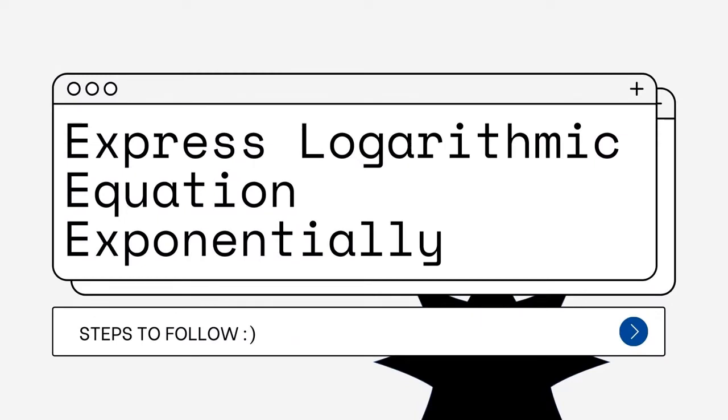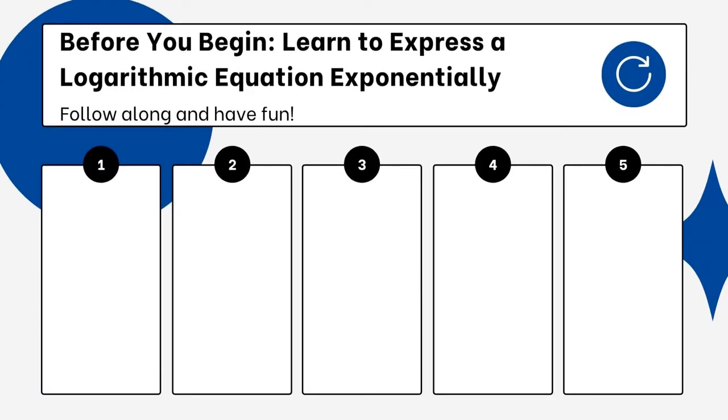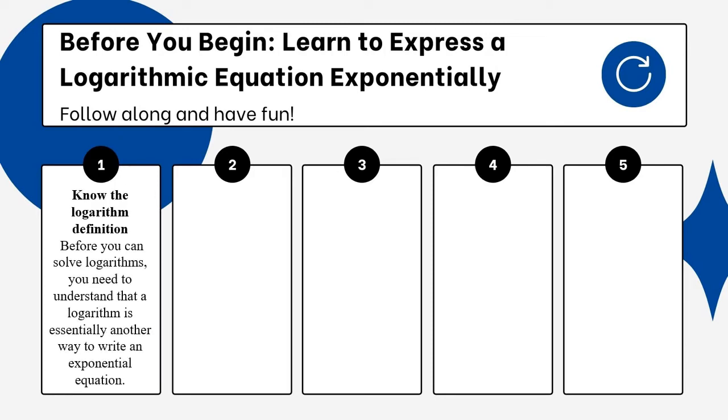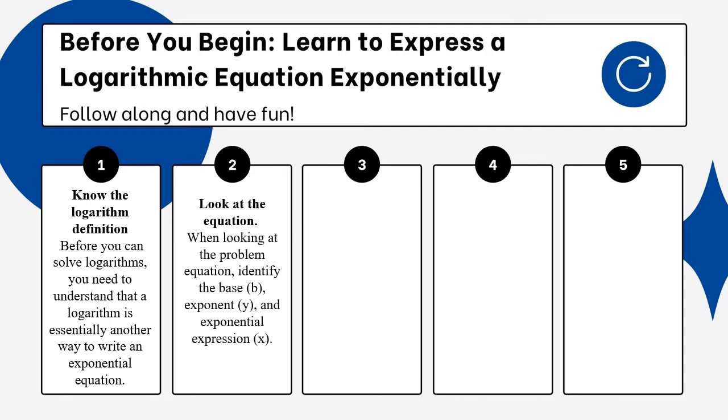Express logarithmic equation exponentially. Before you begin, learn to express a logarithmic equation exponentially. We have 5 steps to follow. The first one is to know the logarithm definition. Before you can solve logarithms, you need to understand that a logarithm is essentially another way to write an exponential equation. Second, look at the equation. When looking at the problem equation, identify the base, b, exponent, y, and exponential expression, x.